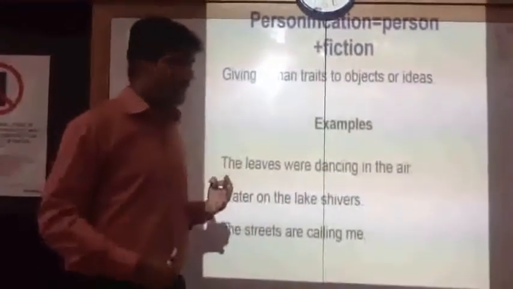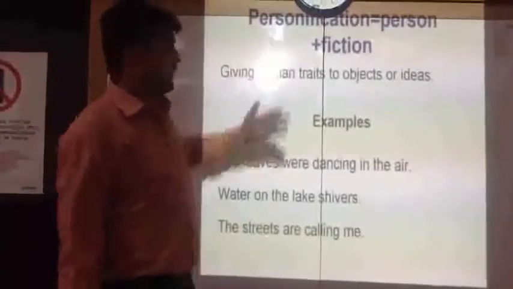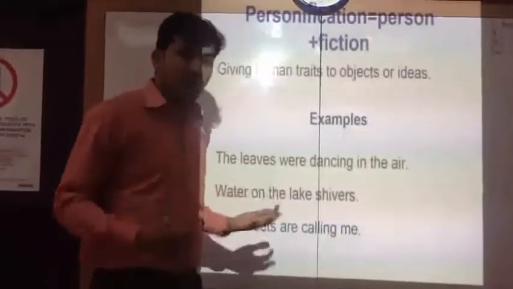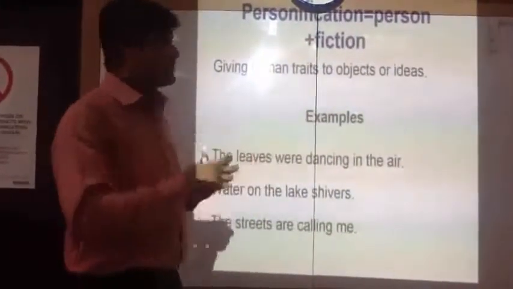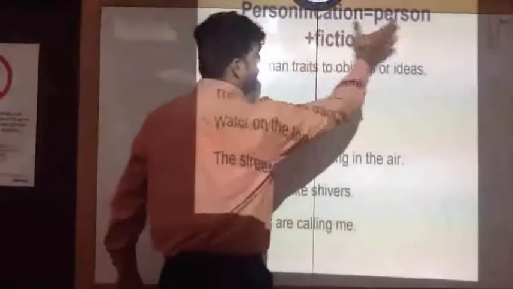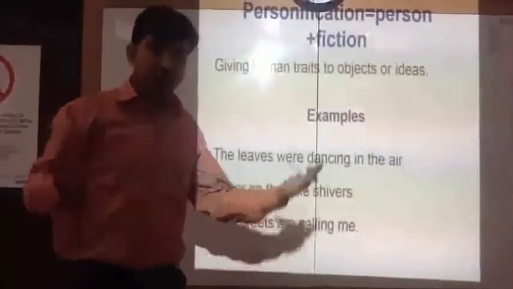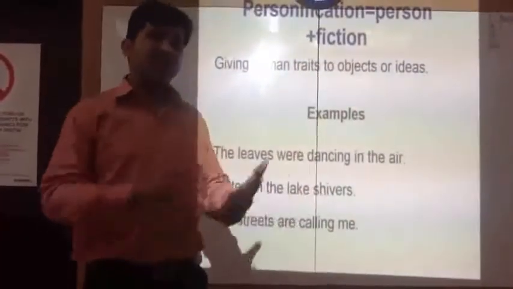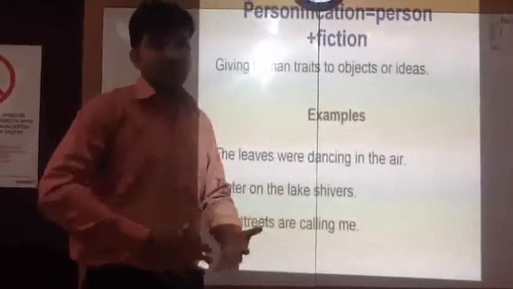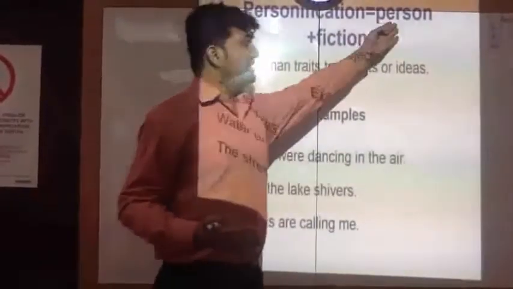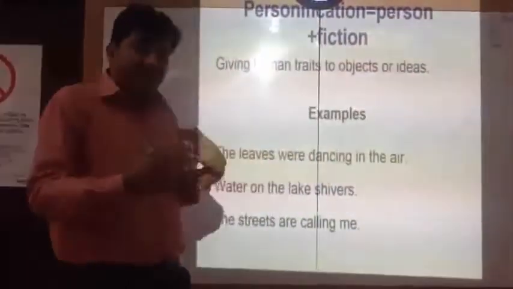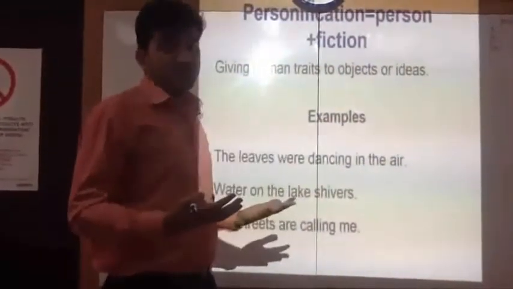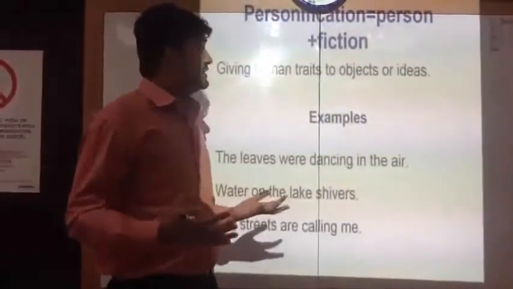The third important device is personification. What's the spelling? Personification. Let's break this word. Person and fiction gives you the word personification. When I say fiction, that means an imaginary thing, things which are out of this world. So person, that means human being, is given that quality. Or you can say, human quality is given to the fictitious thing.